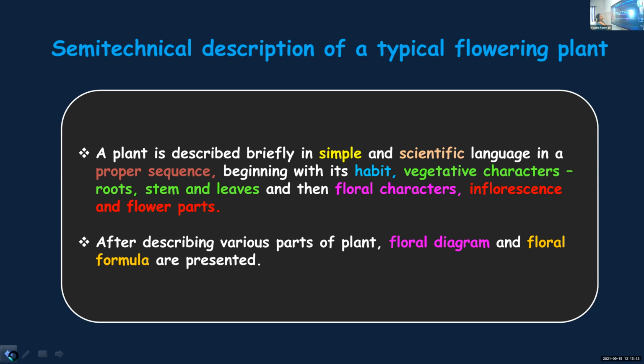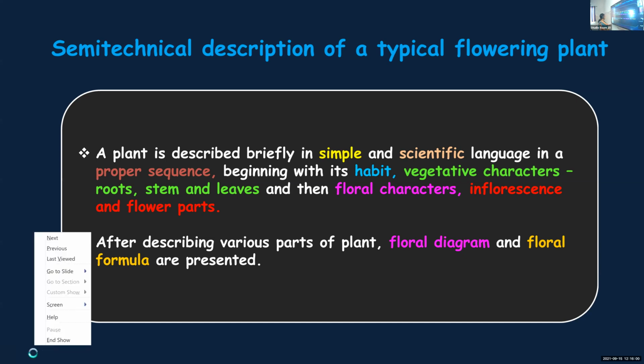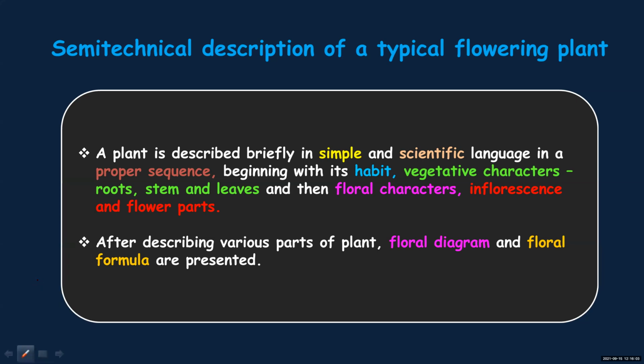Plant is described in simple and scientific language in a proper sequence, starting with its habit, vegetative characters like roots, stem, and leaves, and then floral characters. Floral characters involve inflorescence and the floral parts. Okay. Vegetative characters, that is the characters of roots, stem, and leaves, and then floral characters means inflorescence and the flower parts. Okay, there is a hyphen after floral characters.